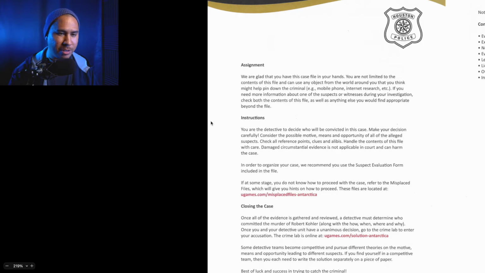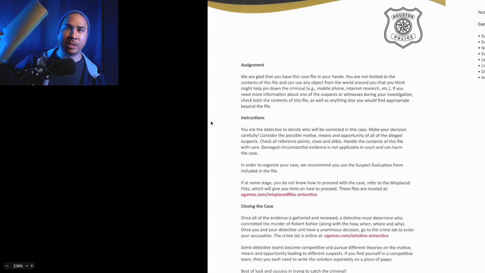Mobile phone, internet research. Oh, okay. So I'm guessing there's some outside knowledge needed. If you need more information about one of the suspects or witnesses during your investigation, check both the contents of this file as well as anything else you would find appropriate beyond the file. So file, I'm guessing they're meaning this other folder that was inside.